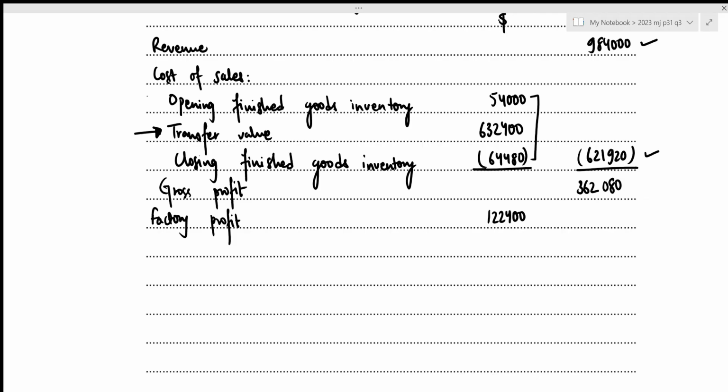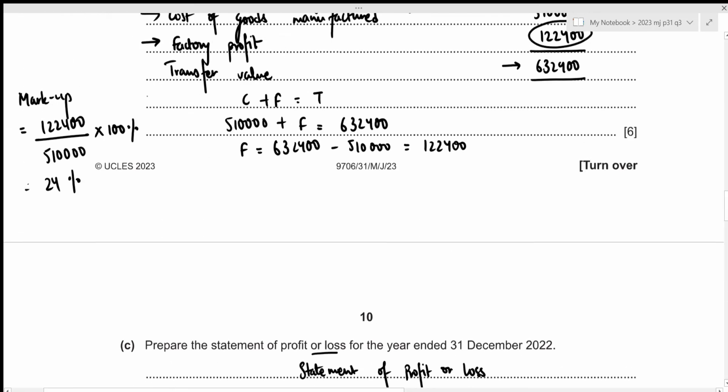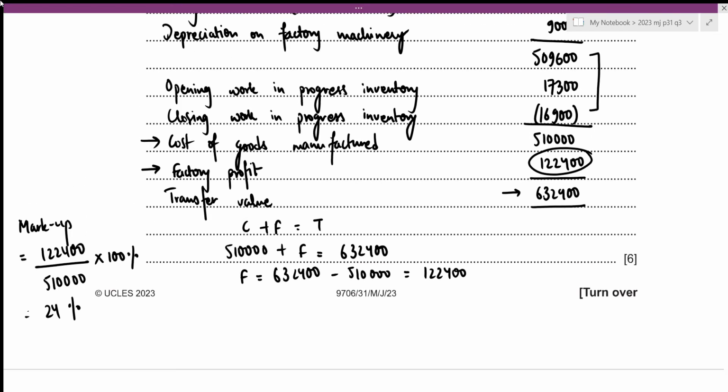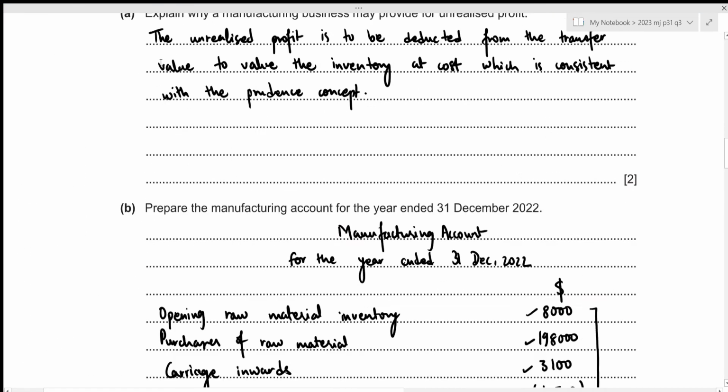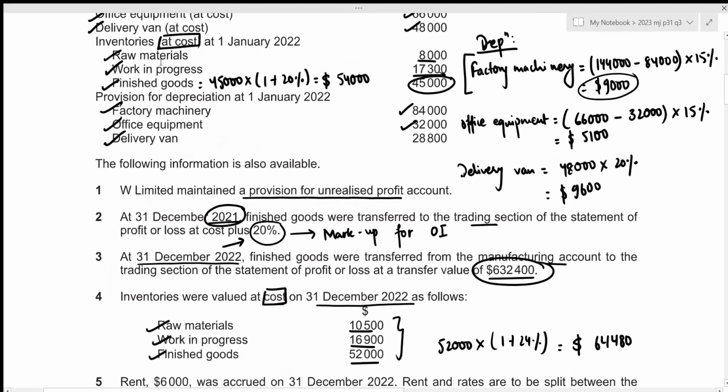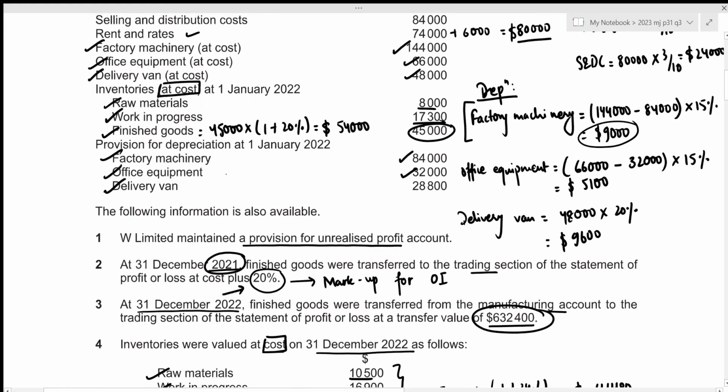Then the next thing would be to compare the provision for unrealized profit for our opening inventory and the closing inventory. So for opening inventory, the provision is just going to be the difference between its cost and the value included in our statement of profit or loss. So that is just going to be 54,000, which is the value included in statement of profit or loss, minus 45,000, which is the cost. And this gives our provision for unrealized profit for opening inventory to have the value of 9,000.